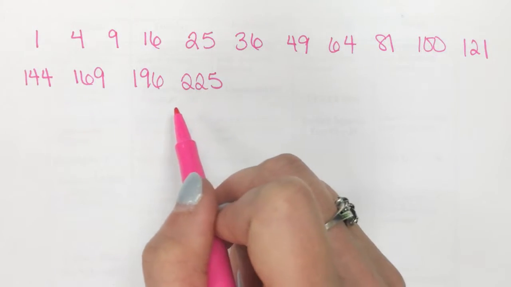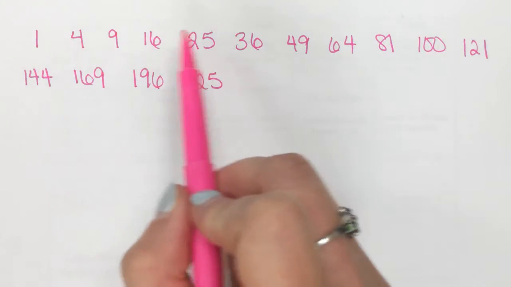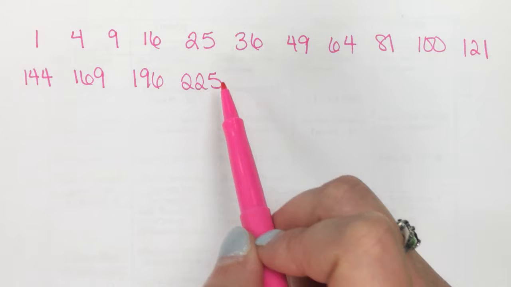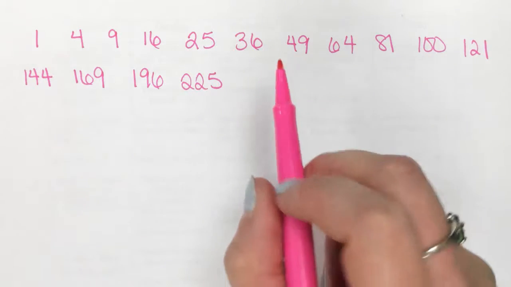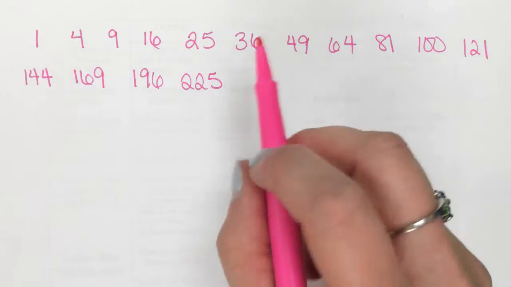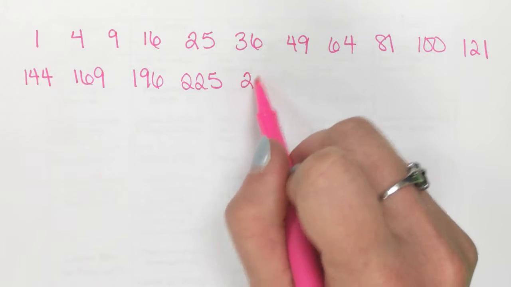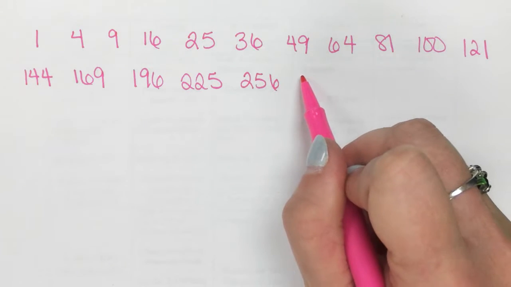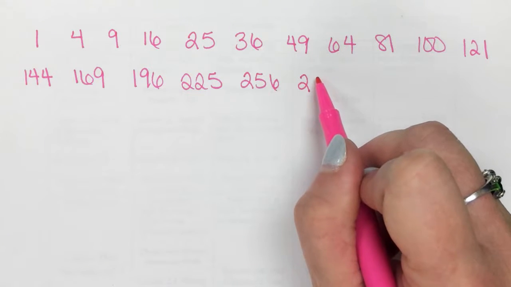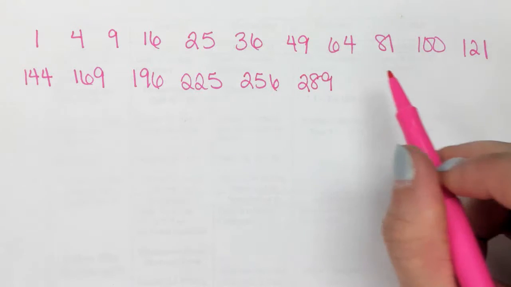All right, that's up to 15, right? 1, 2, 3, 4, 5, 6, 7, 8, 9, 10, 11, 12, 13, 14, 15. Y'all okay? All right, 16. You got to study them. What's 16? 256. 17. 289. 18.